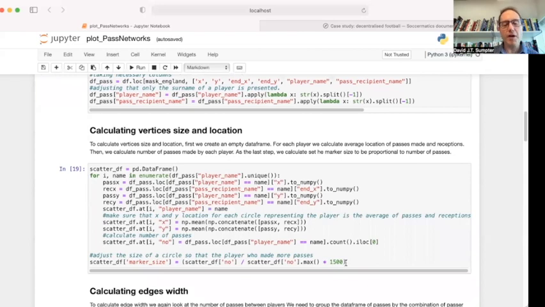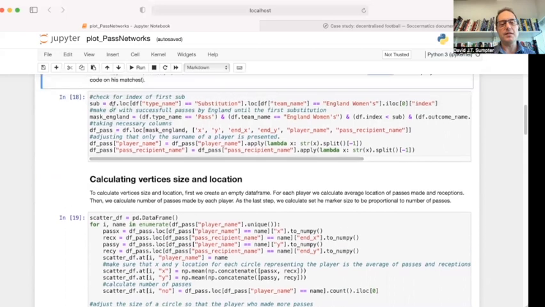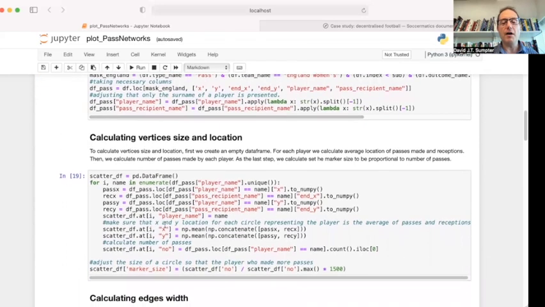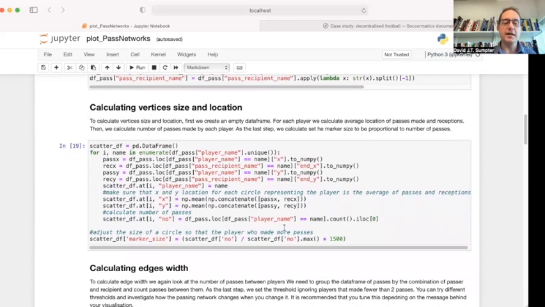Okay, so first, once we've got all of this data, we've got this data frame. Again, there's this kind of naming thing here. Data frame is all of the events, data frame passes are the passes we're interested in. And now we're going to start plotting these events on the pitch. Again, we're going to enumerate through. This is a for loop where we enumerate through each of the different players in this case.